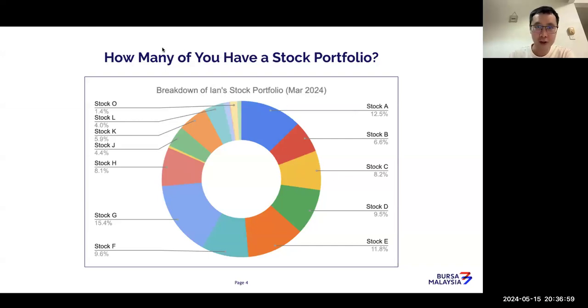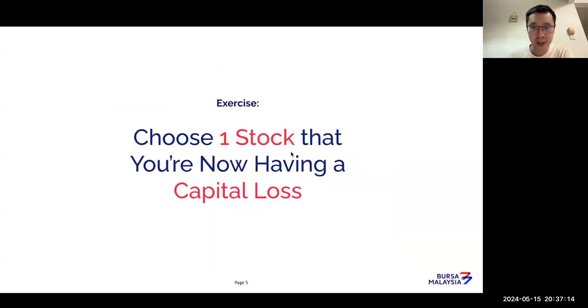Now, I would like you to actually do this, since most of you already have a stock portfolio. If you don't have a stock portfolio, never mind. You can still participate. I will show you how to participate in this online workshop. So we are going to go through this exercise.